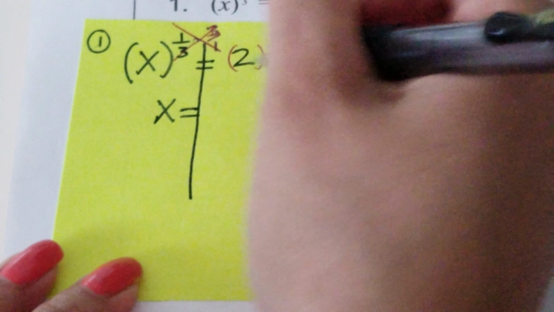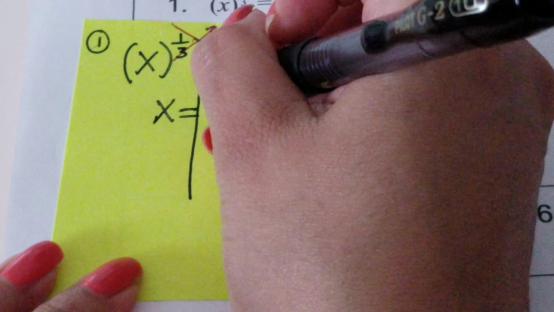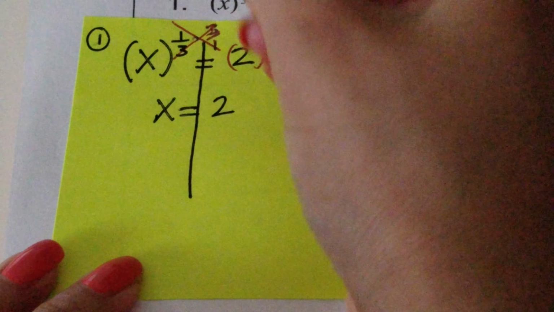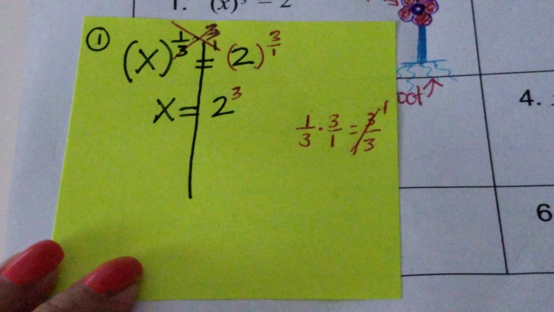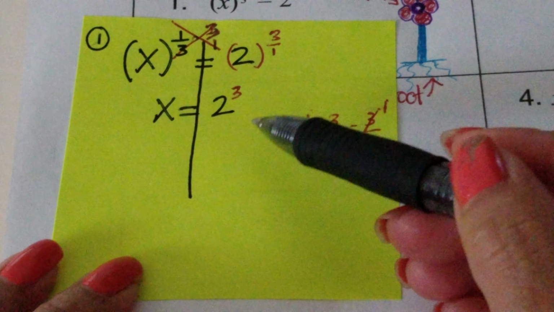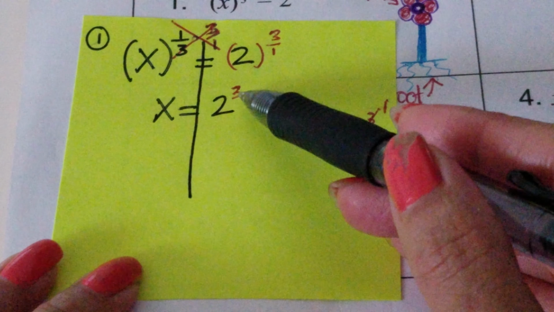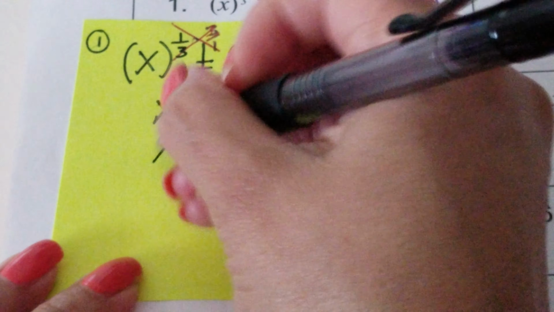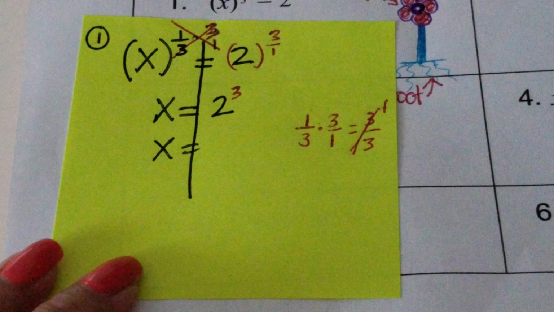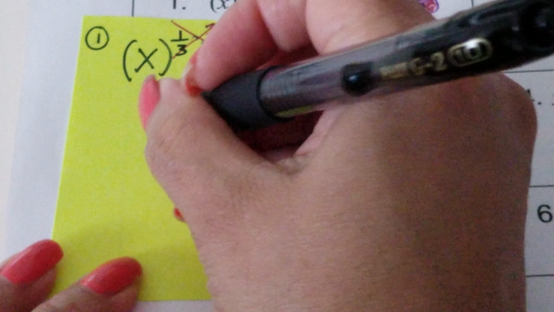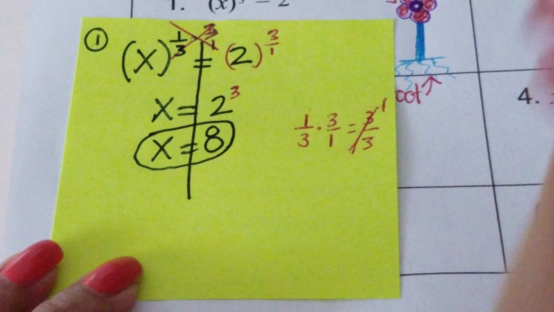X equals, on this side, we have to simplify 2 to the 3 divided by 1, which will be what? 3. And that is better, right? That we don't have a fraction anymore. We just got the number 3 on top. That's the cube. So 2 cubed will be what? 2 times 2 times 2, that is 8. And that will be our answer.